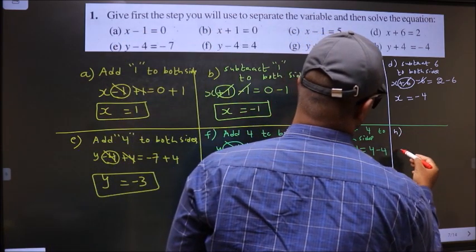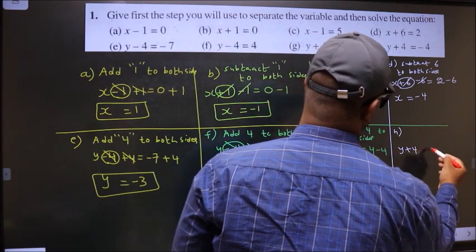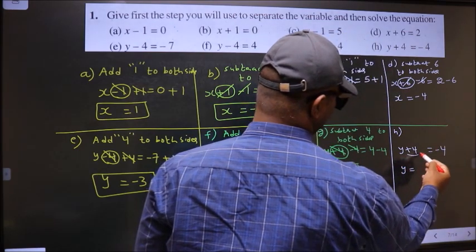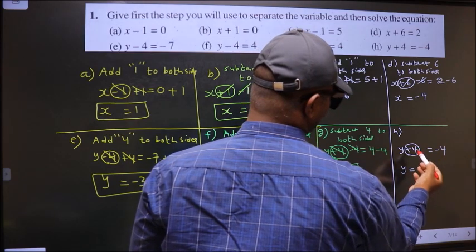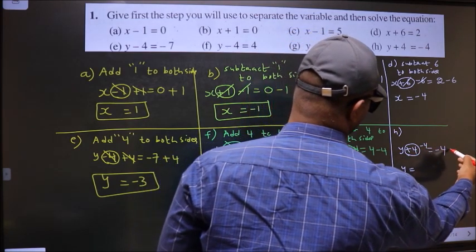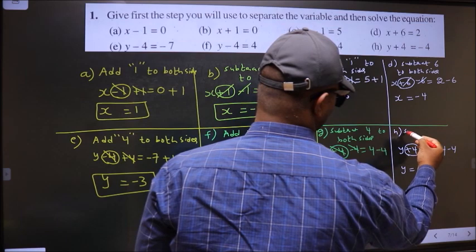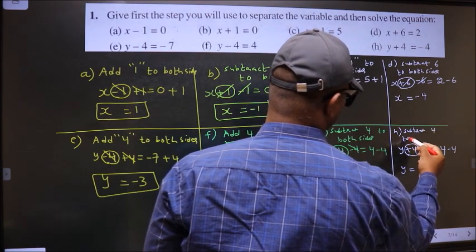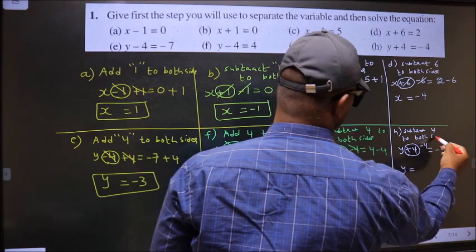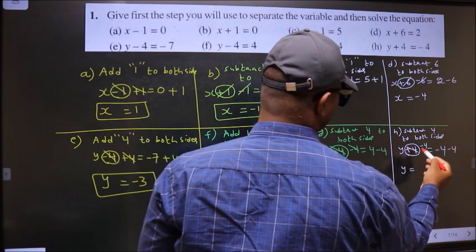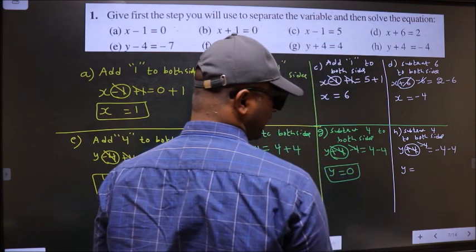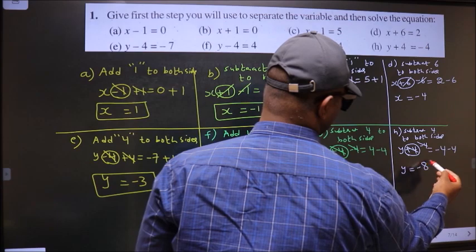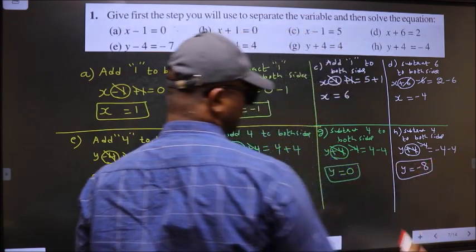H. y plus 4 equal to minus 4. To get y, we should remove plus 4. To remove plus 4, you subtract 4 on both sides. So the step is subtract 4 to both sides. So now plus 4 minus 4 cancel out, you get y equal to minus 4 minus 4, minus 8. This is our answer.